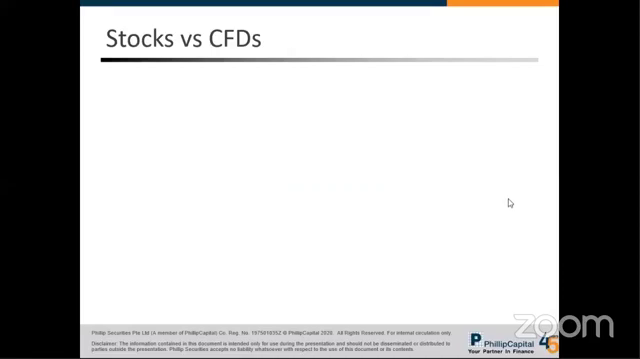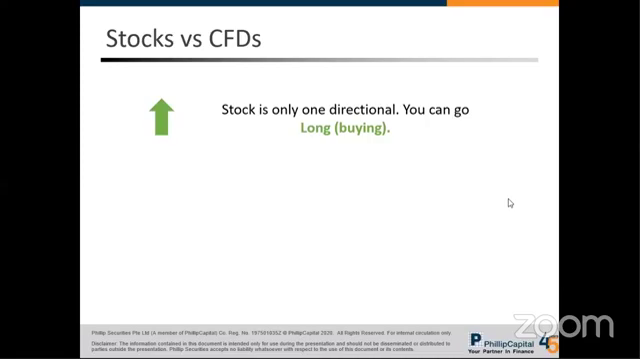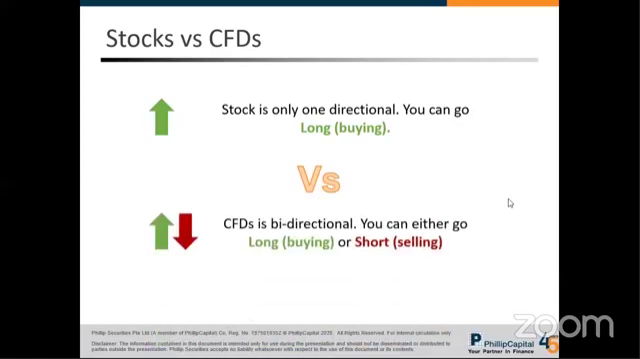So let's do a comparison between stock and CFD. If you are doing stock, you can only go in one direction. Let's say DBS is around $15. When it goes up to $20, I can sell off. But with CFD, you can go both long and short. So you can do long and short, giving you more trading opportunity. And CFD is not restricted by the market direction. So you can use it in a bull market, and you can also use it in a bear market cycle.